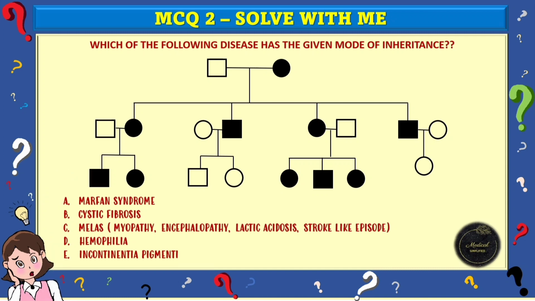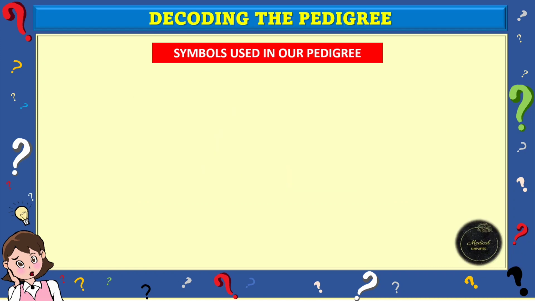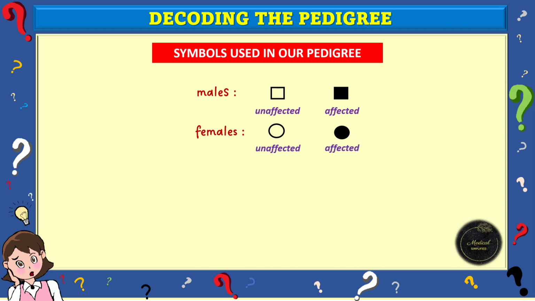To solve this MCQ, we first need to understand the type of inheritance depicted by the given pedigree. Let's understand the symbols which are used in the pedigree given in the question. Males are represented by squares. Empty squares denote males without disease and colored boxes represent males affected by the disease in question. Similarly, females are represented by circles. An empty circle means an unaffected female and a colored circle denotes affected females.